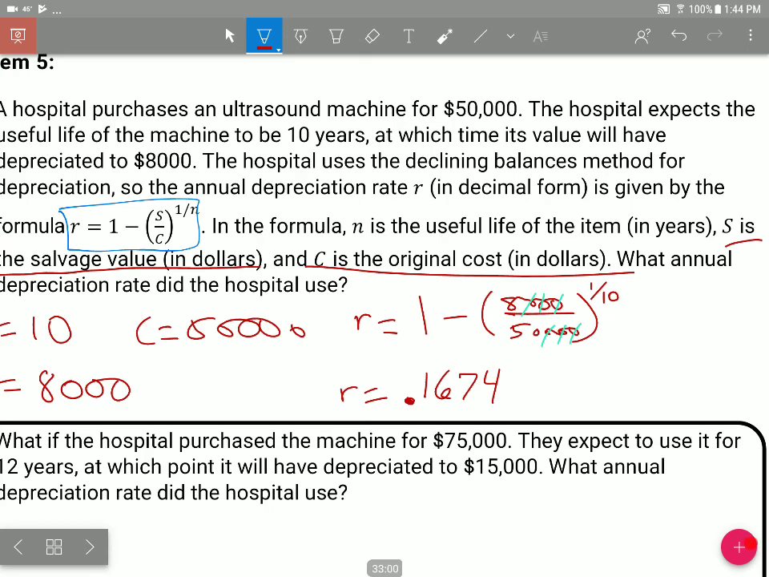Question. If they asked for this as a percentage, because it is a rate, what would the answer be? Would it be 1.67 or 16.74? 16.74. Good, 16.74%. If they asked for it in a percentage, which is another way to ask these questions. So word problems like this are just plug and chug.